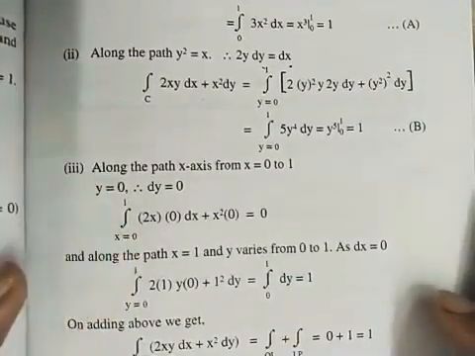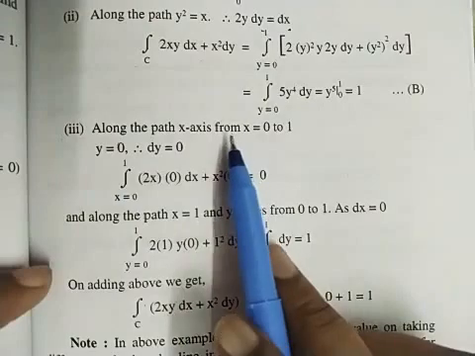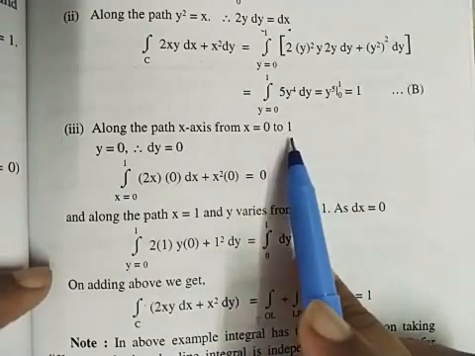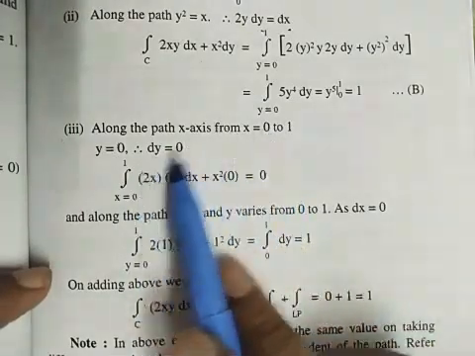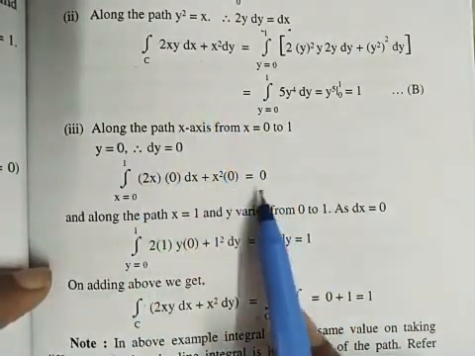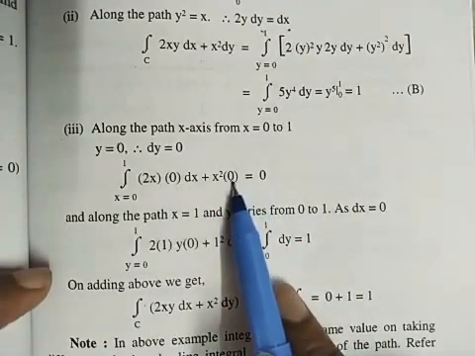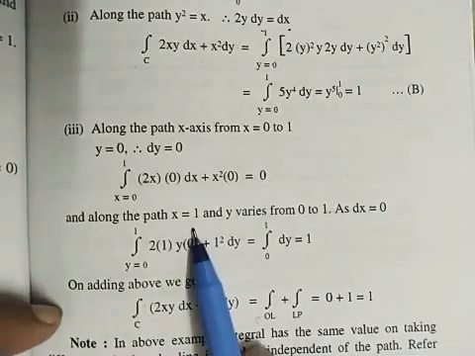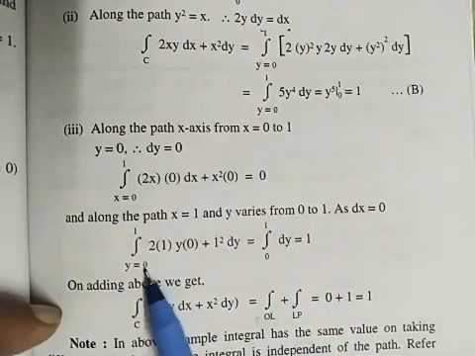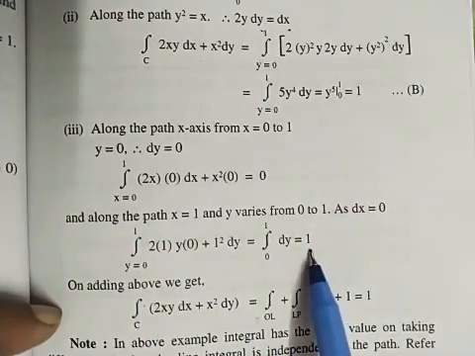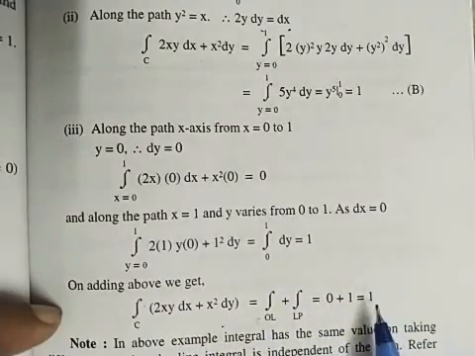Next, for the third, there are two parts. First, along the x-axis, x varies from 0 to 1. Along the x-axis means y is 0, therefore dy is 0. We substitute these values in the given integral, and we get 0, because y is 0 and dy is 0. Next, along x is equal to 1, dx is equal to 0 and y varies from 0 to 1. Substituting these values, we get the integral 1. By adding these two, the integral along the given path is 1.